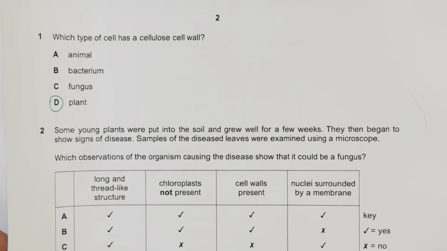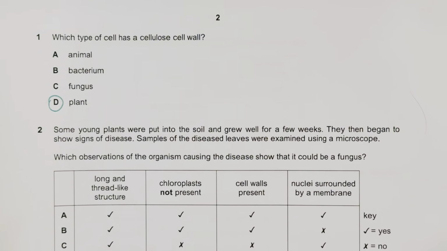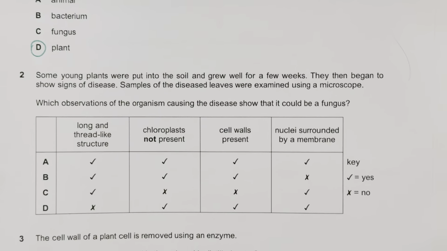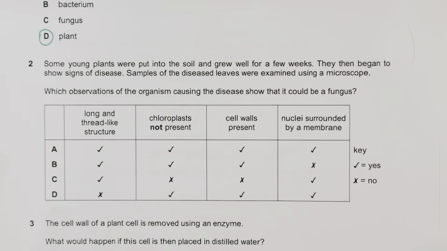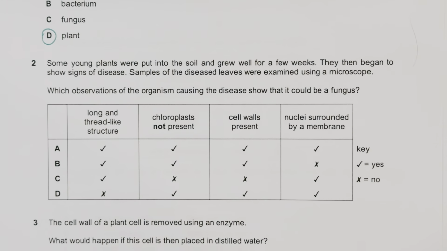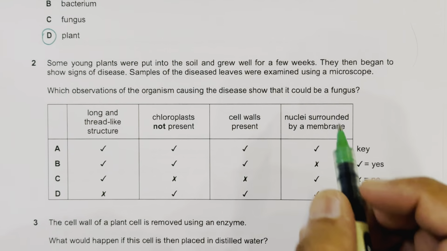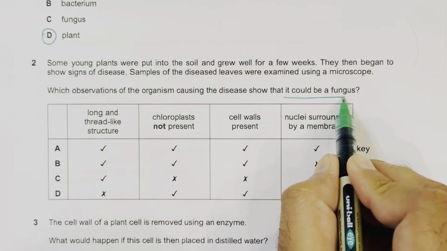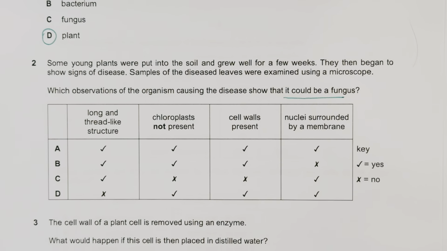Some young plants were put into the soil and grew for a few weeks. They then began to show signs of disease. Samples of the disease were examined using a microscope. Which observation of the organism causing the disease shows that it could be a fungus? Long and thread-like structure. Yes, this is the correct one.